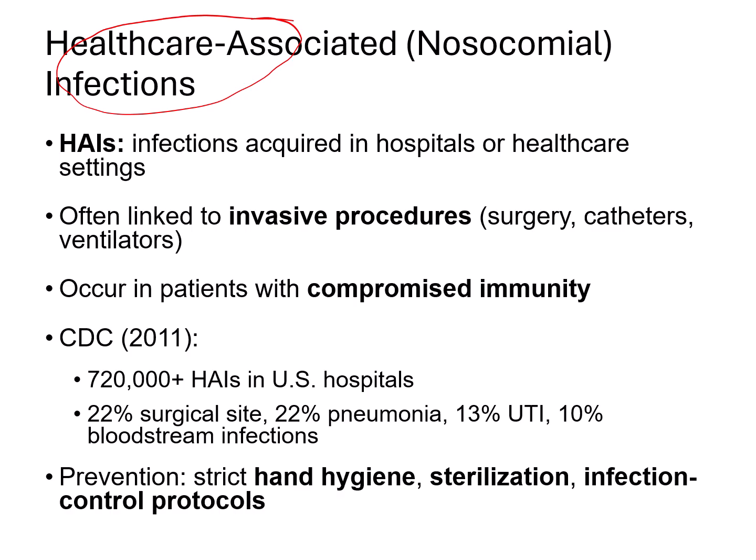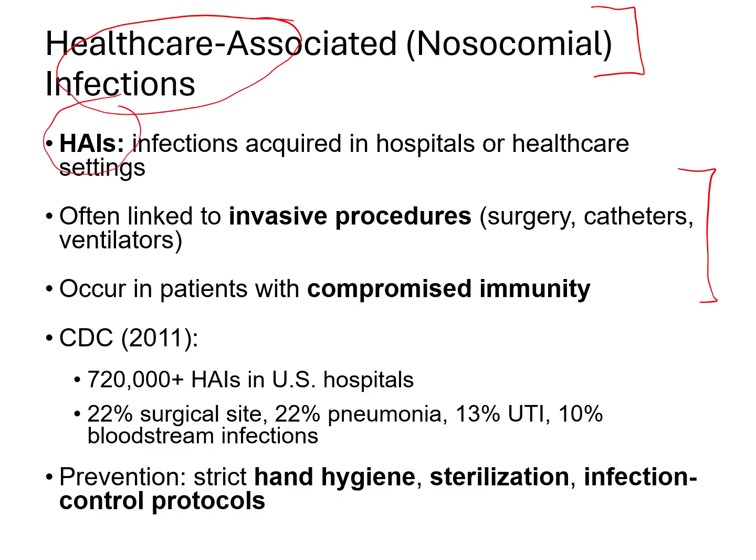Healthcare-associated infections, or HAIs, are sometimes also called nosocomial infections. These occur in hospitals and healthcare settings due to invasive procedures or immunocompromised patients. There are also a high density of pathogens and possibly contaminated equipment in these hospitals and healthcare settings. So common HAIs include surgical site infections, pneumonia, urinary tract infections, and bloodstream infections.